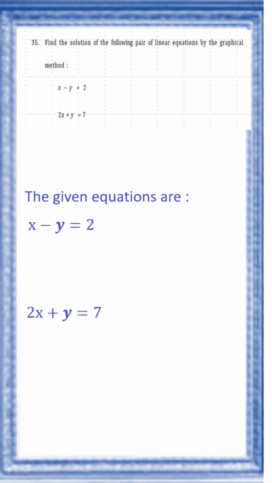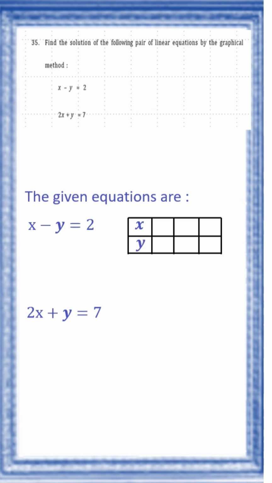Now let us solve the 35th question, which is taken from the chapter A Pair of Linear Equations in Two Variables. Graphical method. The given equations are, you have to write the equations and form a table of values for x and y for the first equation. When x is equal to 0, y is equal to minus 2, when x is equal to 2, y is equal to 0, when x is equal to 4, y is equal to 2.